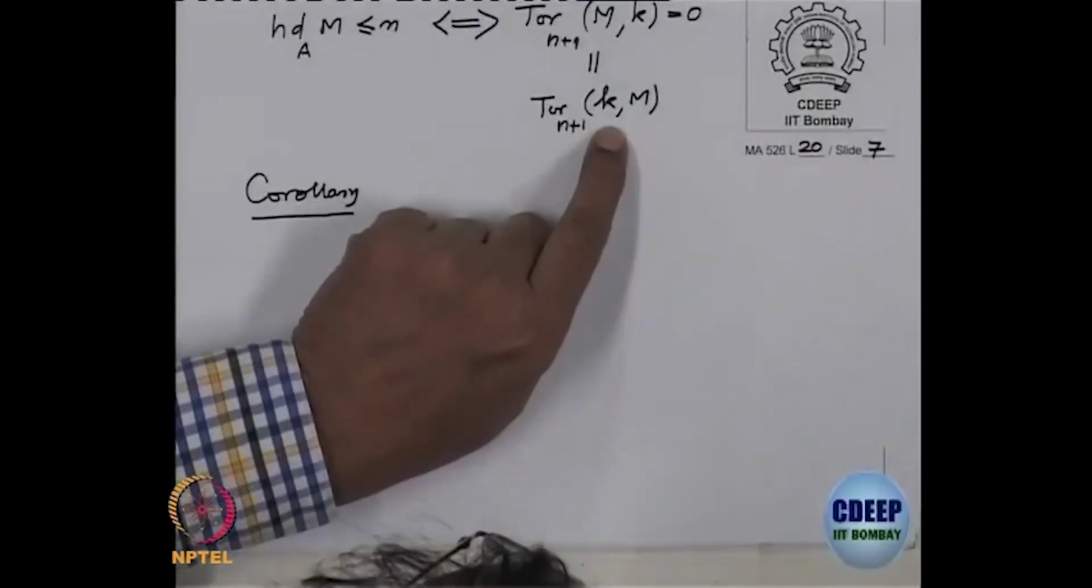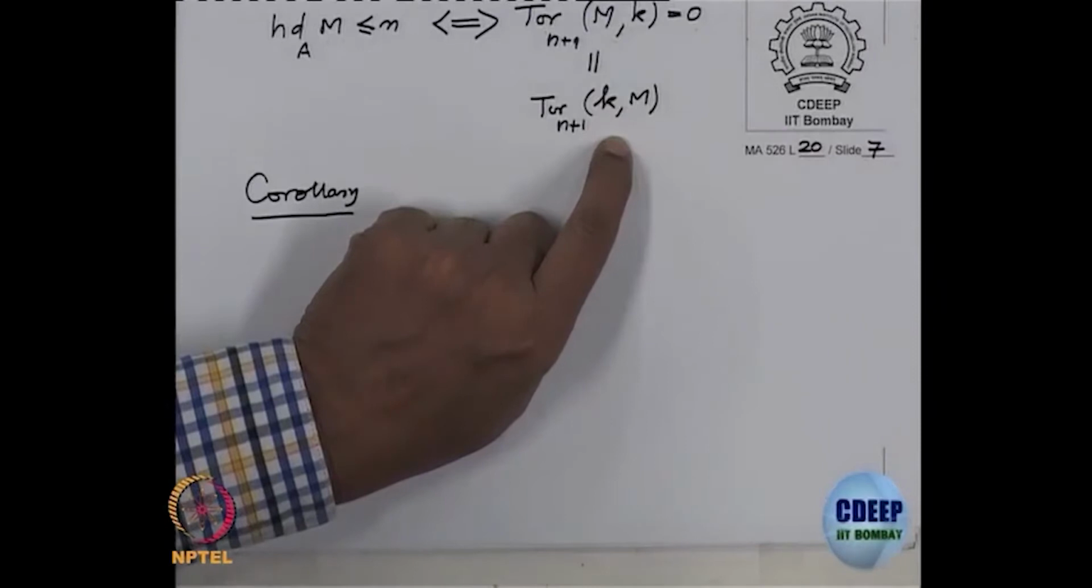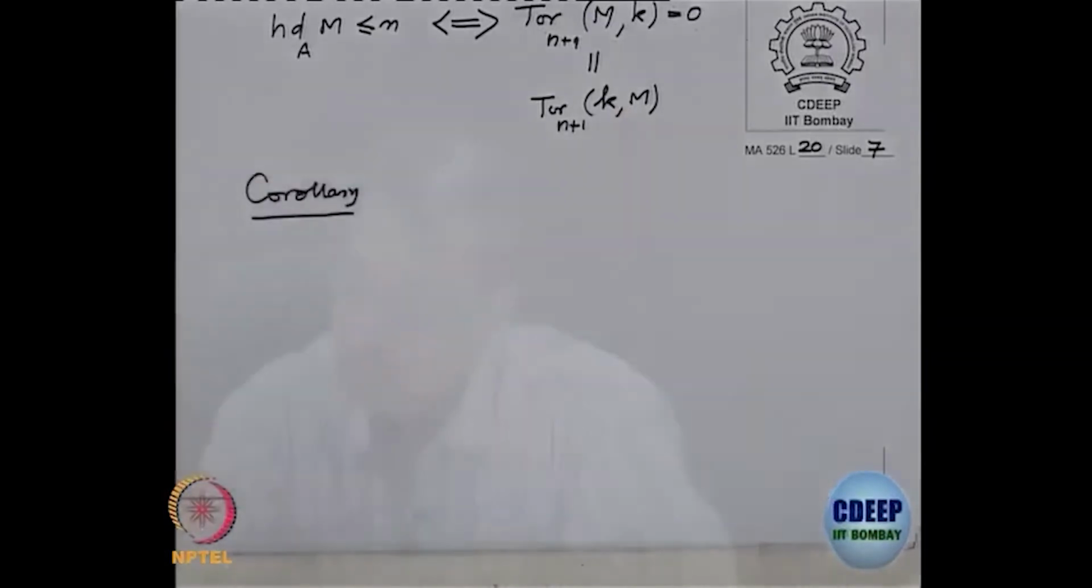Okay. So if you want to prove this is 0, the earlier proposition we proved says homological dimension is less than or equal to n is equivalent to Tor_{n+1}(M, k) being 0, applied to k.